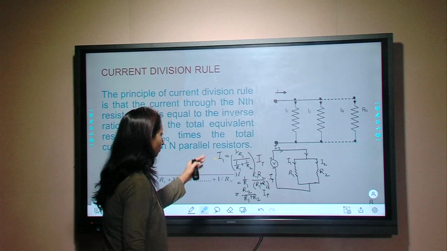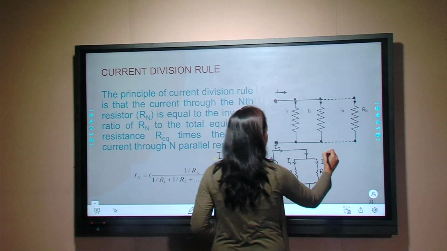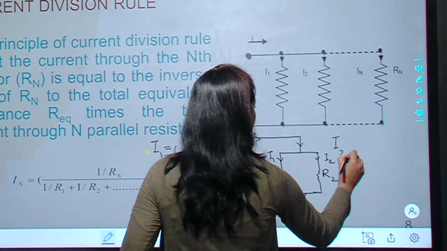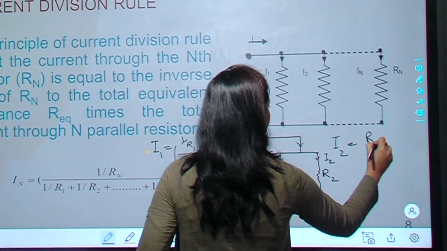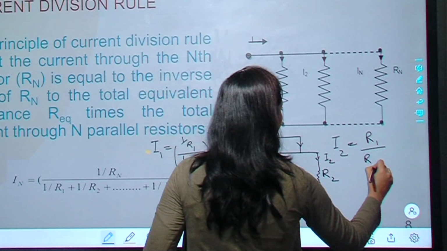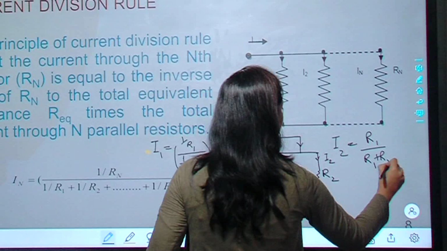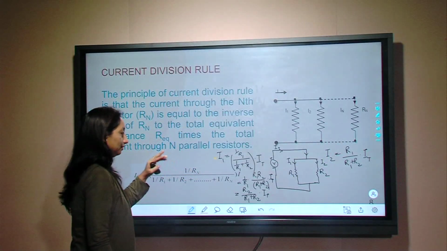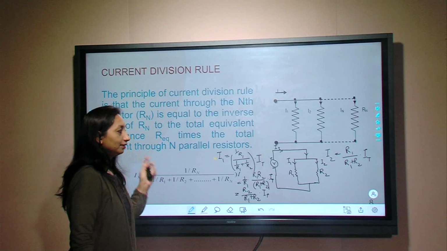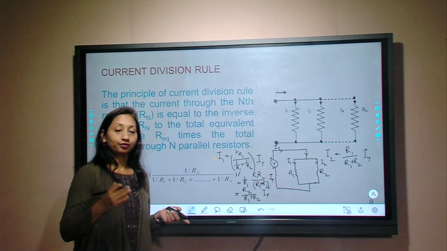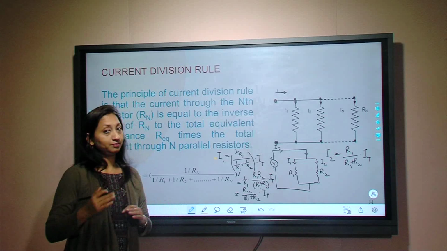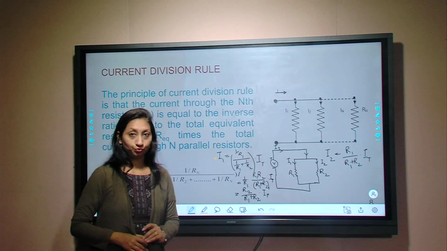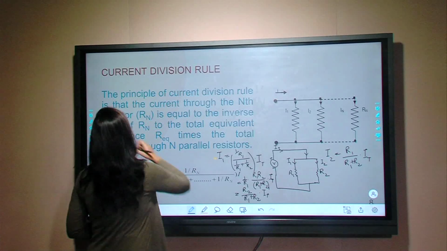Now similarly, what is I2? I2 will be R1 divided by R1 plus R2 into IT. So this is how we can calculate the current across the resistors when they are connected in parallel using the current division rule. Now let us see one example.